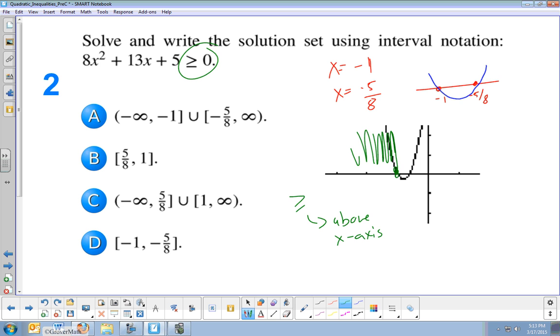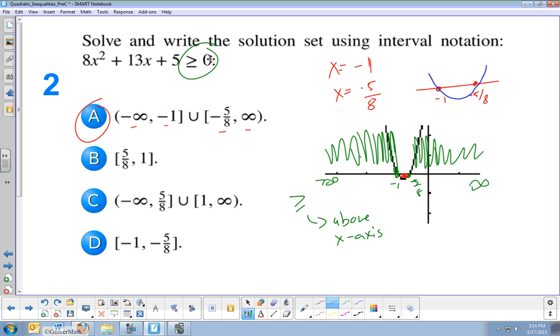But when I get to negative 1, it dips below. And then when it gets to negative 5/8, it comes back. So it's not what's between the roots, it's what's outside the roots. From negative infinity to negative 1 is above, and then negative 5/8 all the way to infinity is above the x-axis. Only this part between them is below it. So that's why my answer is going to be choice A: from negative infinity to negative 1, or from negative 5/8 to infinity. That's what's greater than 0.